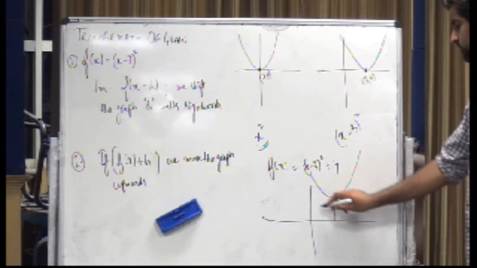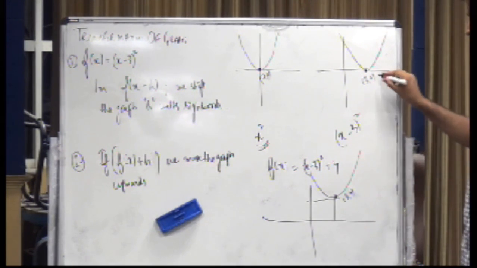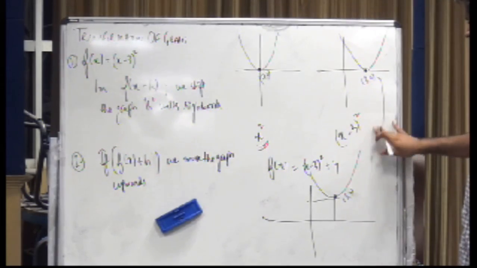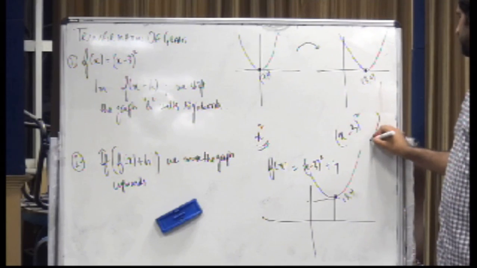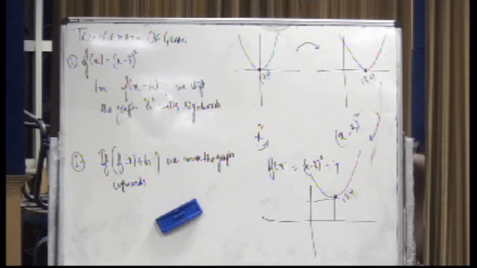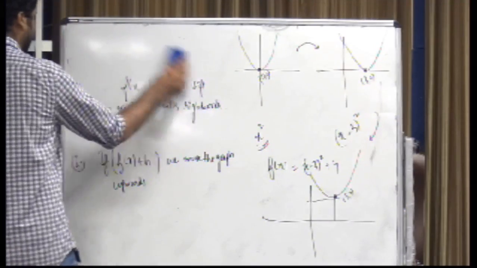So this is the point 3 comma 4. The graph has been shifted up. This is the first transformation. This is the second transformation. And let's see all the other transformations in the form of questions, that will be better.